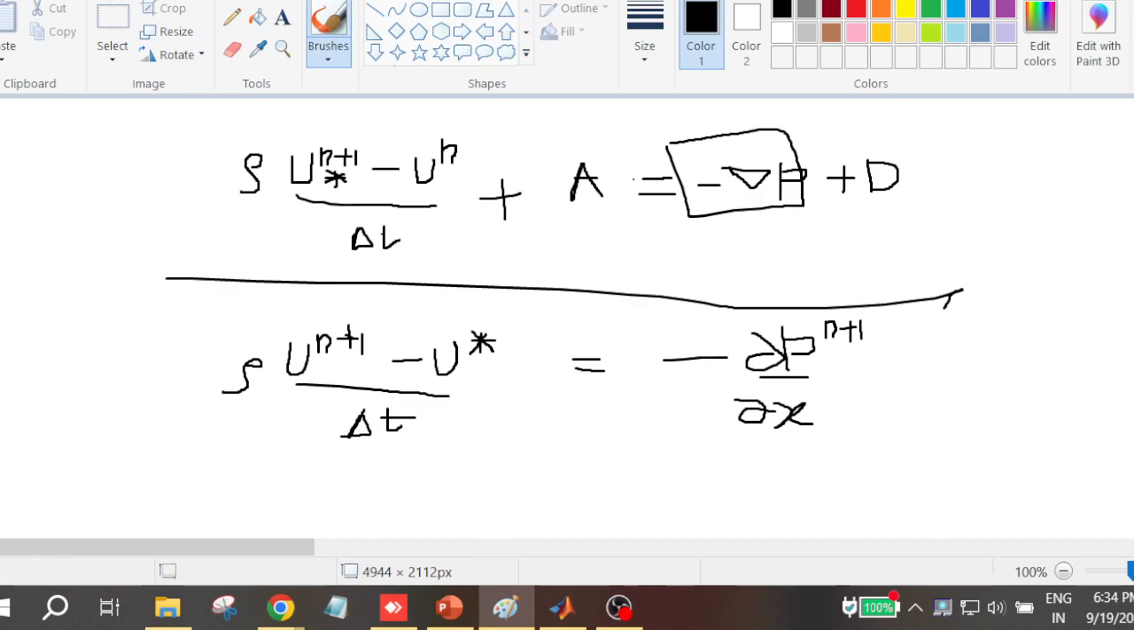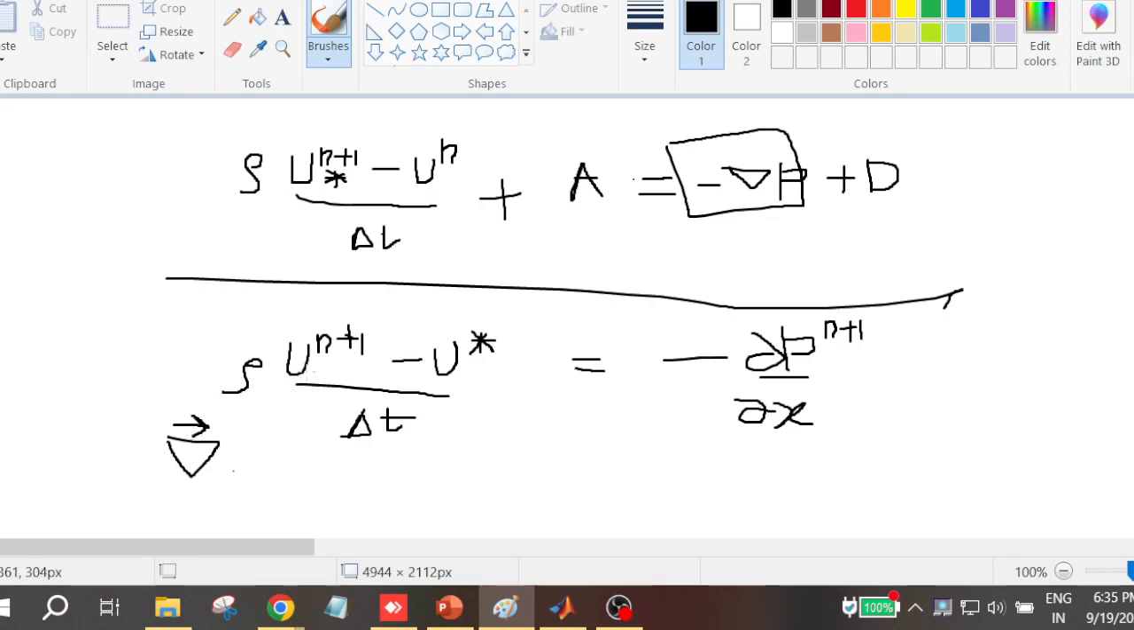So when you subtract these two, you get this particular equation, right? Because advection is there, diffusion is also there, only the dp by dx was missing when I took u star. So I have just subtracted. Now what do I do? I apply the divergence operator on both LHS and RHS.